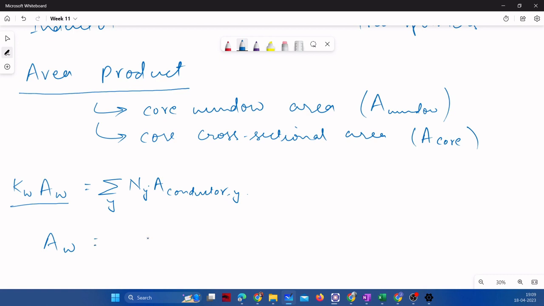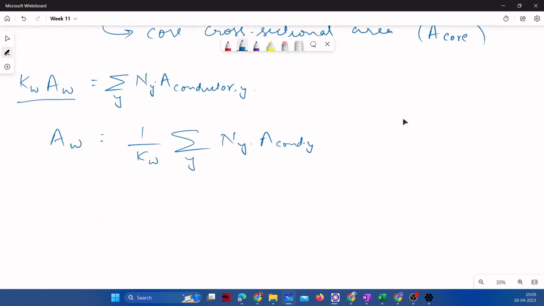So we write window area as 1 by K_W times the summation of N into A_conductor, because the window area factor is a known quantity. Okay, so this is the core window area. There are two parameters in core window area. One, the window area factor, we know. The other is the number of turns, how many turns you can incorporate, and another is the area of the conductor.